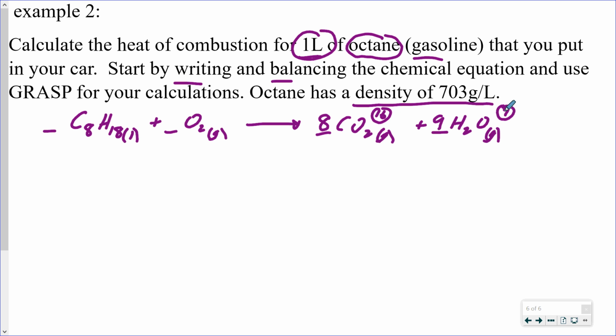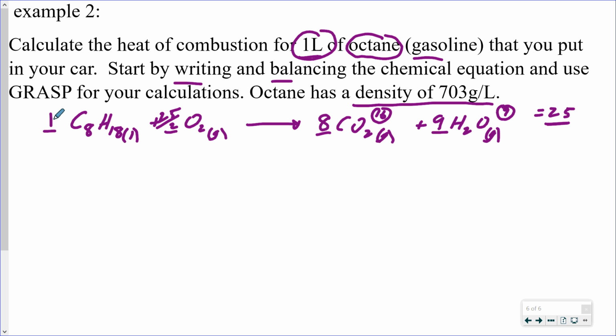So 16 plus 9 equals 25, which is an odd number. So for balancing combustion reactions, if you have an odd number for the oxygen on the right-hand side, we actually get to write this coefficient as a fraction. It's not complicated. All you need to do is take whatever that odd number is and put it over 2. 25 over 2, and this is now balanced. And again, this is a 1 that we do have. This is per 1 mole of the octane.